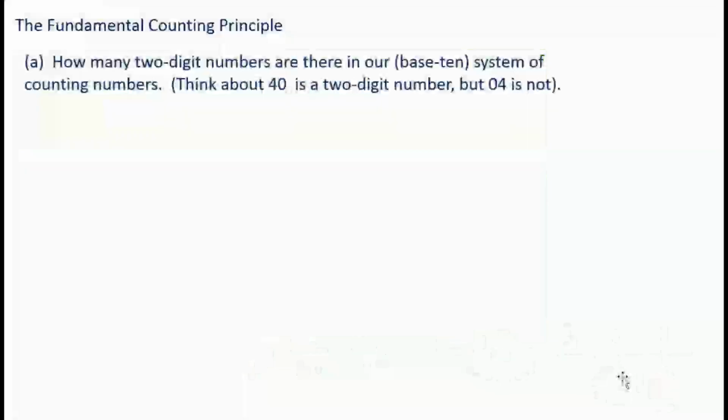Here's our example A. I'm calling this officially example A instead of example C because those others were just to explain the principle. So now we're getting into the meaty part. How many 2-digit numbers are there in our base 10 system of counting numbers? And we have a little hint here. It says, think about it: 40 is a 2-digit number, but 04 is not. Why does that matter? Let's talk about it in a minute.